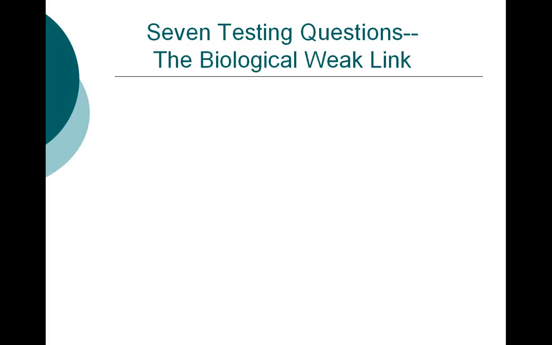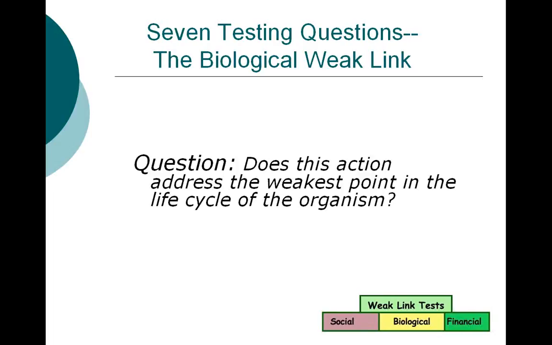Next is biological weak link. This is where you're looking at where is the organism's point of greatest vulnerability? Where is its weak link? If you're trying to reduce that weed, for example, in that pasture situation, a weed's weakest link is typically in the seedling stage. So if we can reduce the favorable germination sites by having more vigorous plants and no bare soil, then that action would address the biological weak link.